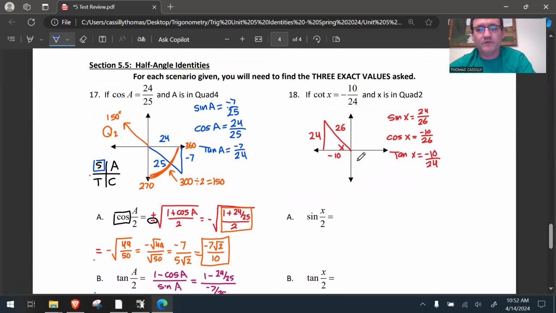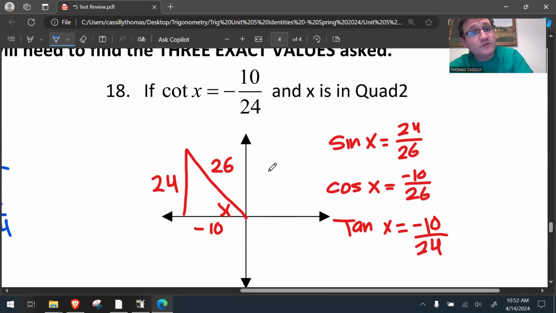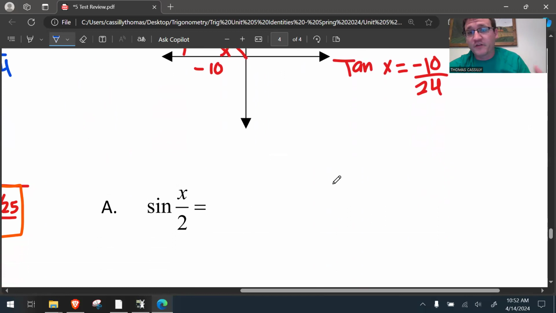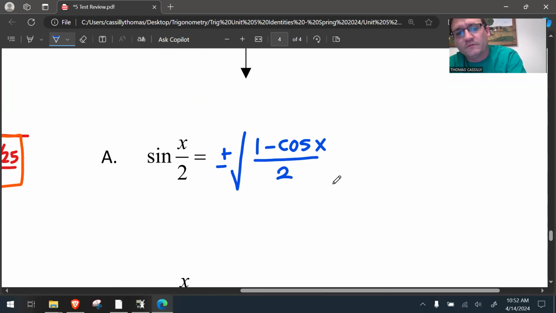So on to the next one now, same idea. They give us the cotangent of x is -10/24, and it's in quadrant 2. So make sure your positives and negatives are all good. Write out your 3 trig ratios and then just plug them in. All right, so the sine of x over 2 ends up being plus or minus square root of (1 minus cosine of x) all over 2. And again, let's think about that.